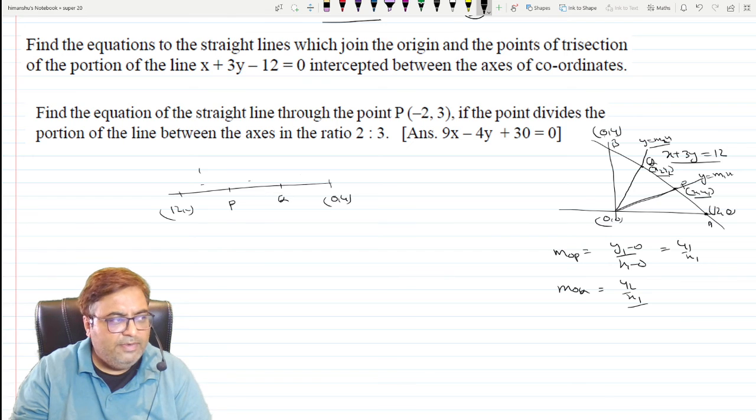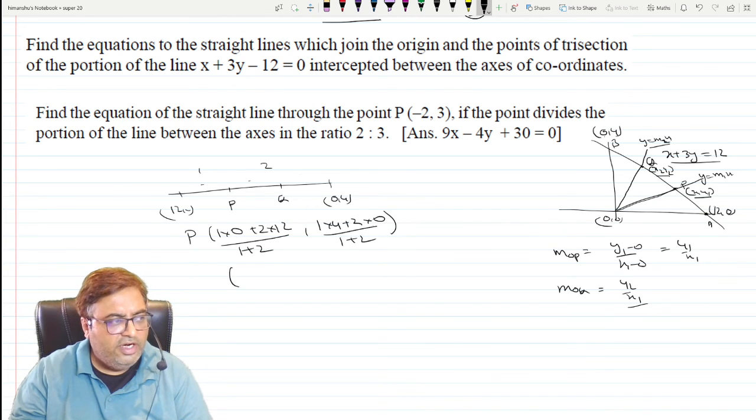So P divides them in the ratio 1:2. So therefore P will have the coordinates, for P it will be 1 into 0 plus 2 into 12 divided by 1 plus 2, comma 1 into 4 plus 2 into 0 upon 1 plus 2. So this coordinate will come as P with coordinates x1, y1, which will be equivalent to what? 24 by 3, that will be 8.